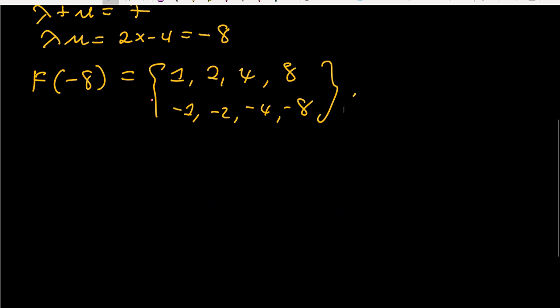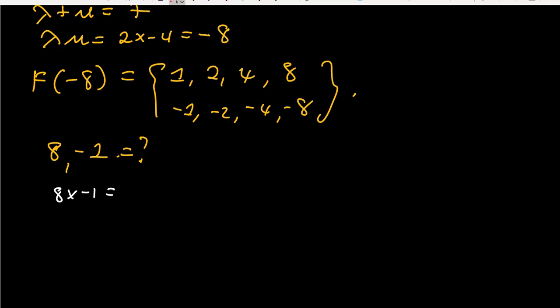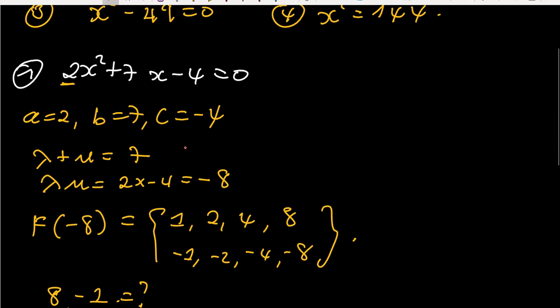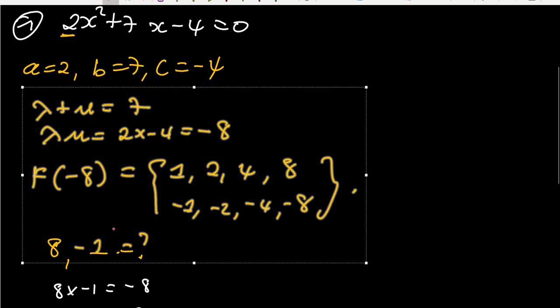And so we can now try to get the possible values such that when we sum these two numbers, we have 7, and when we multiply, we have negative 8. So let's guess the numbers. If we take 8 for example and negative 1, let's verify. 8 times negative 1 gives negative 8, and 8 plus negative 1 gives 7. Does it satisfy our conditions? Yes. So the two numbers will be 8 and negative 1.